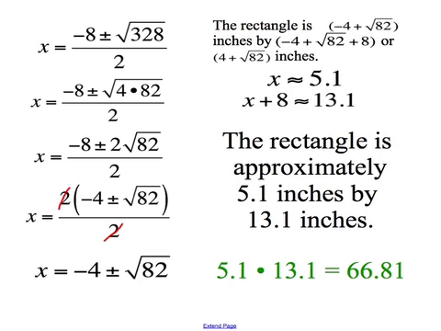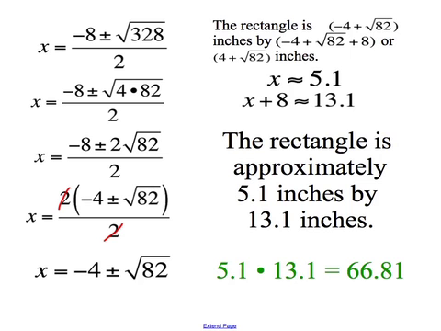And just for fun, we check our work by multiplying those two numbers together, 5.1 times 13.1, and we get 66.81. So we're nearly a square inch off from our desired 66 square inches, as mentioned in the problem.